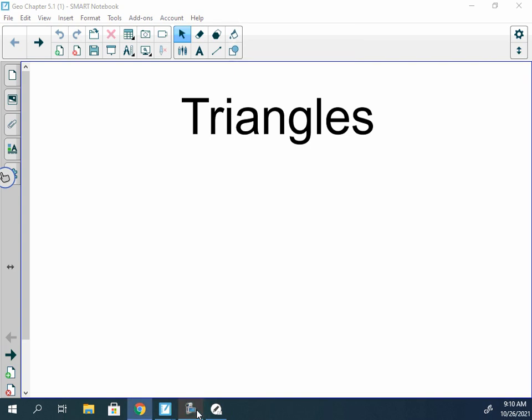What we are starting today is Chapter 5. The topic in Chapter 5 is triangles. Mainly what we're going to be talking about in Chapter 5 is triangles and going over properties of triangles. This will not be the only chapter on triangles. We're going to talk about triangles pretty much for the rest of the year.